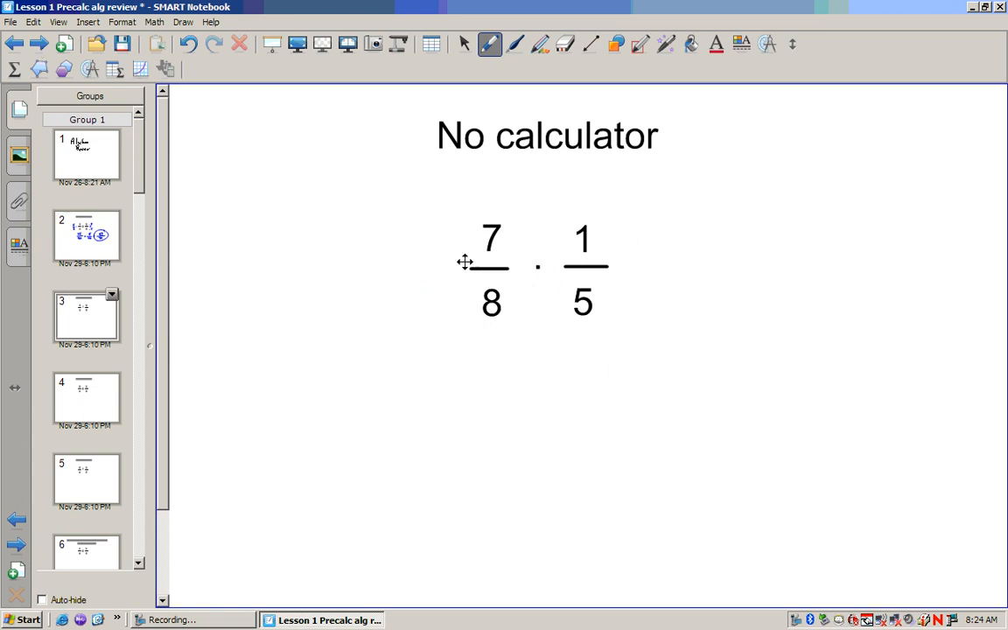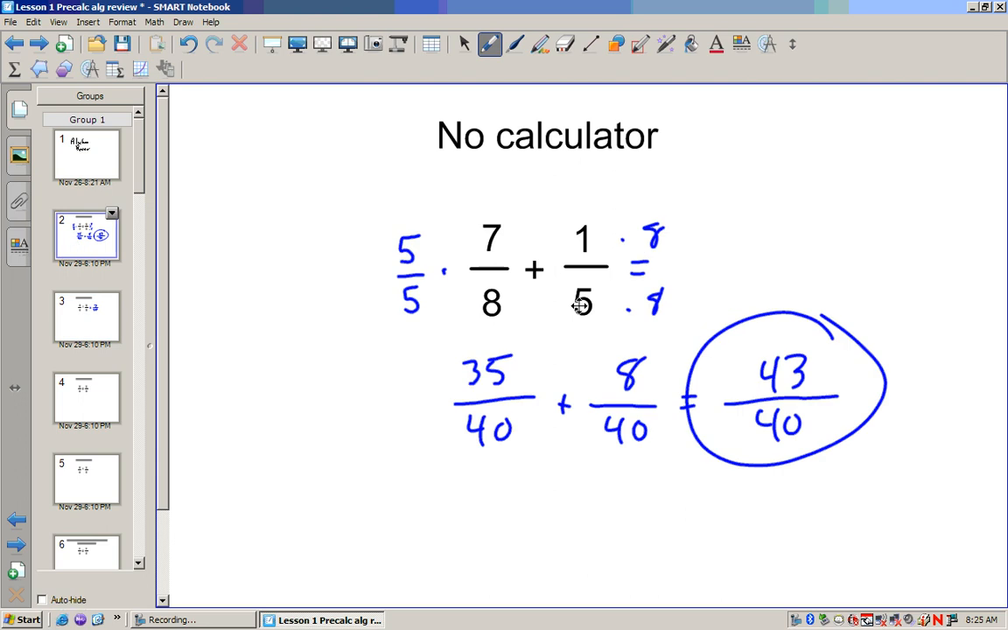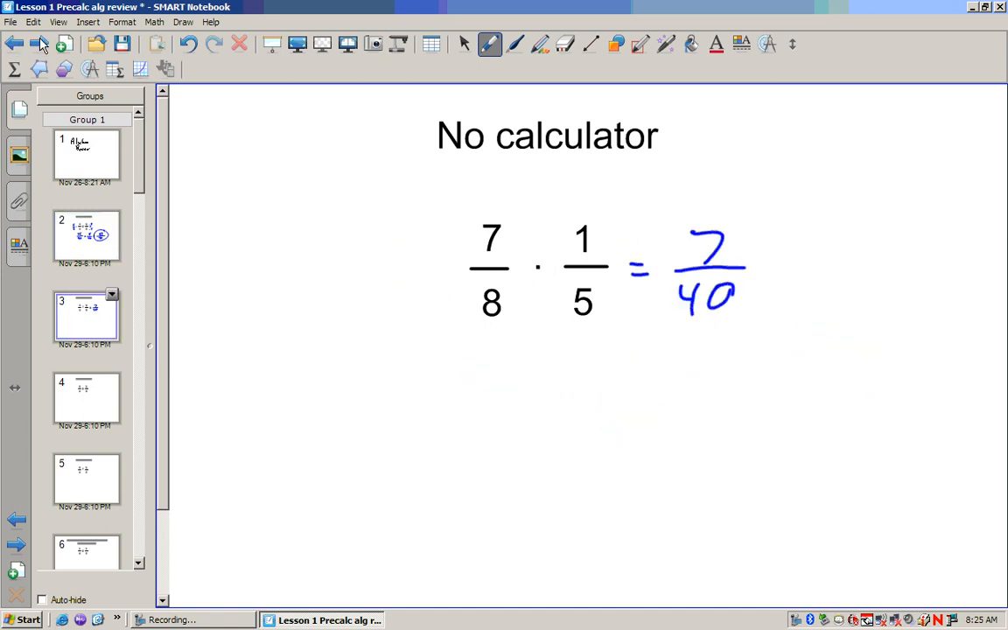Alright, now when we multiply, we just go straight across. So 7 times 1 is 7. 8 times 5 is 40. So 7/40. Look how easy multiplication is with fractions. And it's a little bit more work when we have an addition sign or a subtraction sign in between them. Some people get these two operations confused. Like they'll be trying to look for a common denominator when you're multiplying, when you really just go straight across.